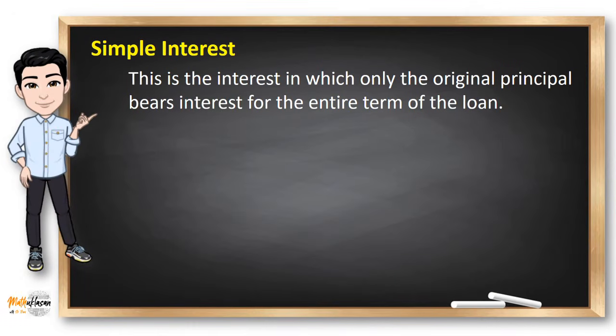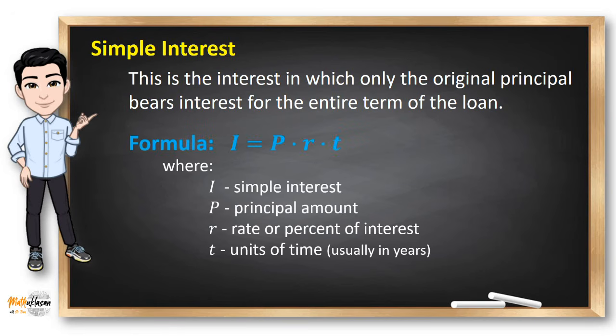Simple interest is a type of interest in which only the original principal bears interest for the entire term of the loan. That is why the formula is just I equals PRT, wherein we just need to multiply the rate to the principal times the time T, which is usually expressed in number of years.